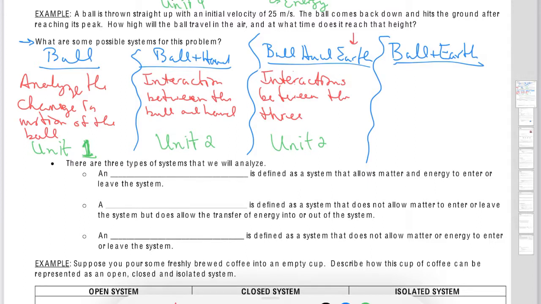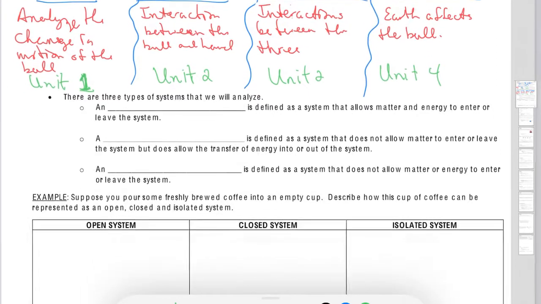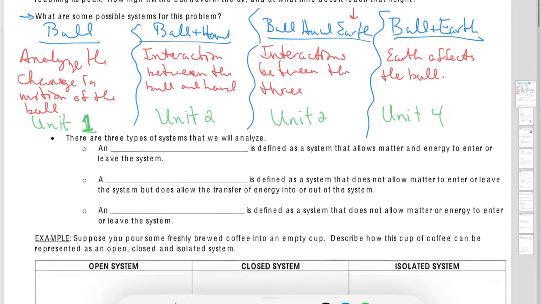And so you would see how the earth affects the ball. Right, and so we're just looking at that interaction between those two. And so this is, again, more along the lines of our Unit 4. All right, so you can see there's 4 different types of systems that you could analyze here. And you would have to choose, based on the situation, how you want to solve this, okay?